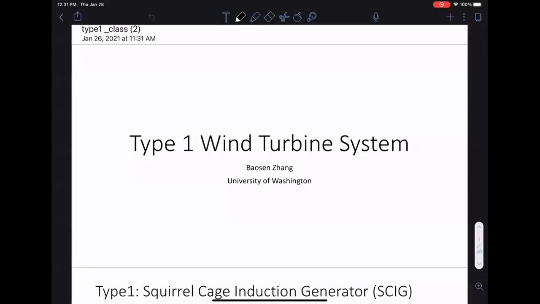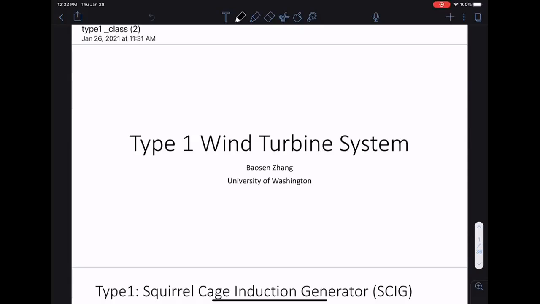Okay, let's get started. This class will cover type 1 wind turbine systems. This is basically the induction motor with some things wrapped around it. Partly this class will be a review of induction generators and induction motors. Then we will look at what kind of equipment you can put around it to make the wind turbine more friendly to use.